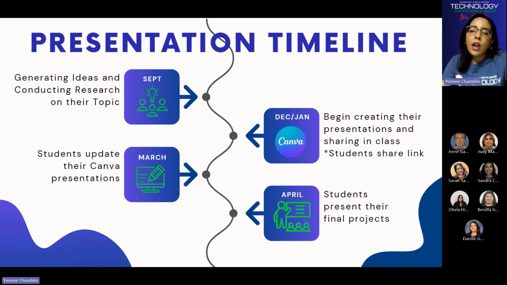So in December, January, that's when we begin using Canva, and the students share a first draft of the presentation, and I do have them actually come up to the front of the class and present it. So that takes place very early on. In March, we will update the entire presentation and then get it ready for a final, and the final presentations take place in April.